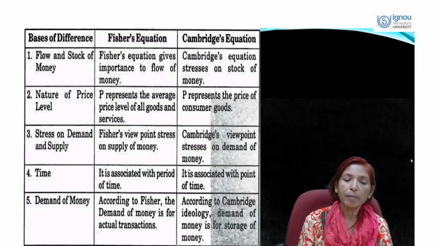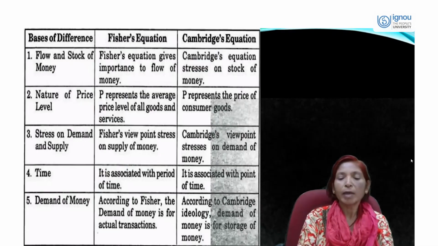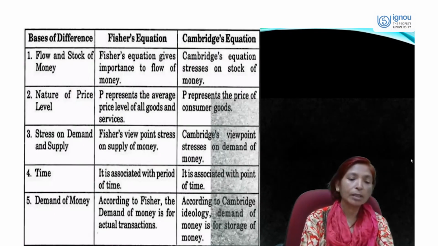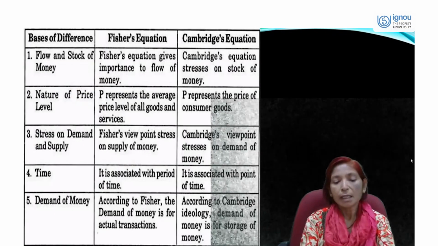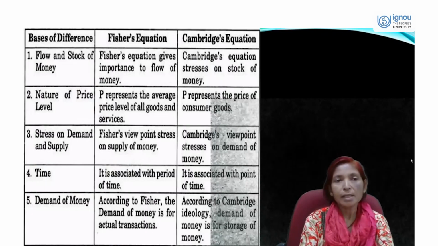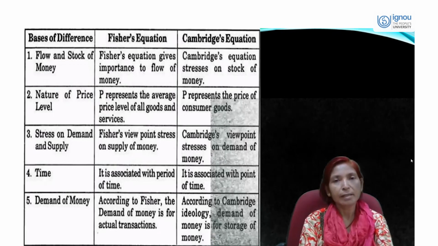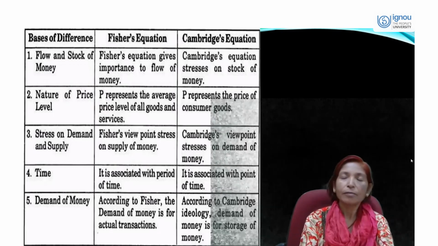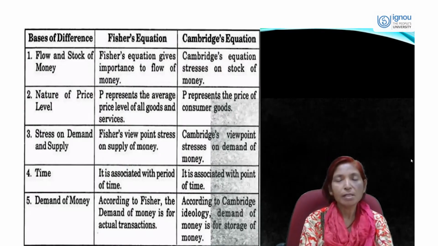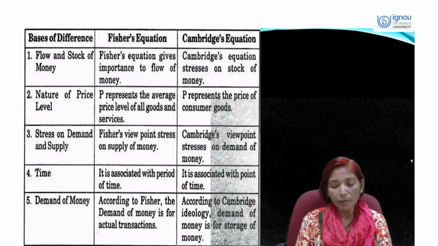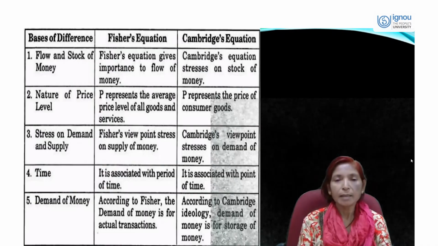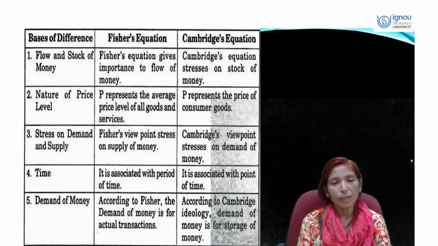So, according to Cambridge ideology, demand for money is for storage of money, and according to Fisher, the demand for money is only for transaction purpose. So this is the main difference between Fisher's equation and Cambridge University's equation given by Marshall, Pigou, Robertson and Keynes.